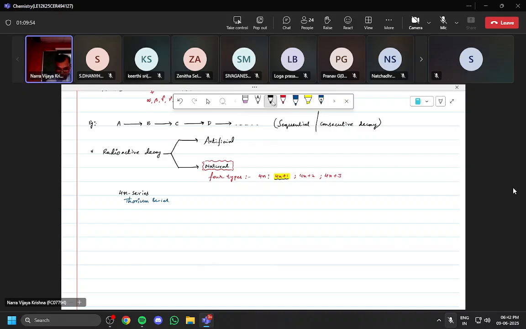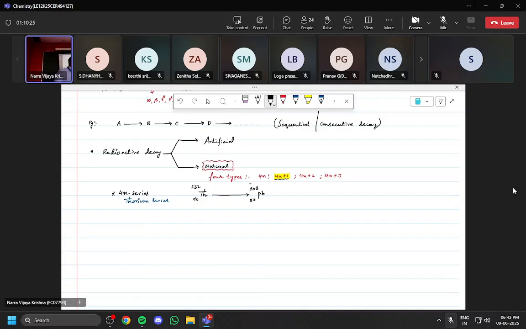Now, for example, if you take the thorium series, I am taking the thorium 90, 232 nucleus. Divide the mass number by 4. What is the remainder? 0. So it belongs to the 4n series. Clear? Now, during this disintegration, I got the final stable product, that is lead 82, 208.